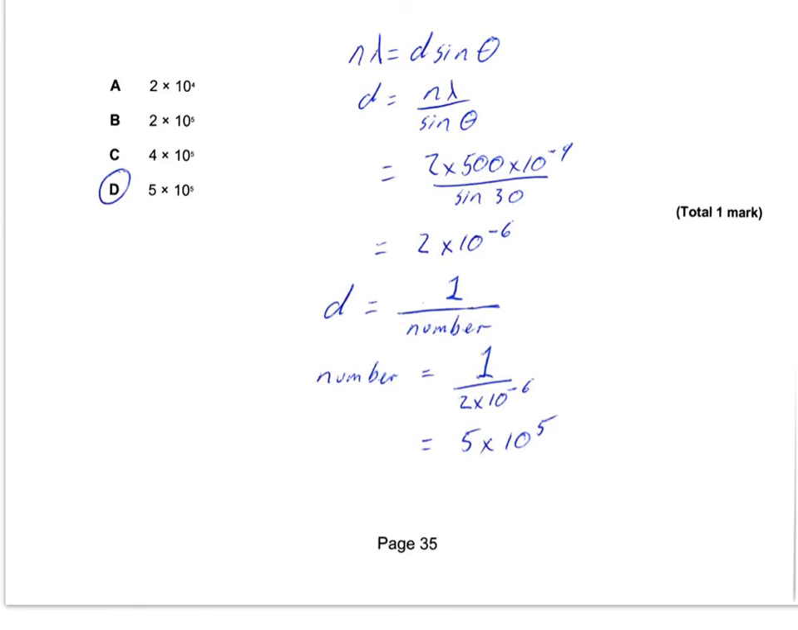1 over 2 times 10 to the minus 6 is 5 times 10 to the 5, and yep, I can look and check and I do get 5 times 10 to the 5. The answer is D. So that was the Waves Homework Booklet questions 28 and 29.